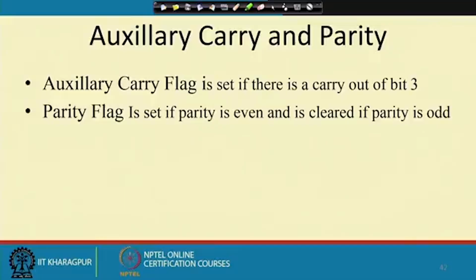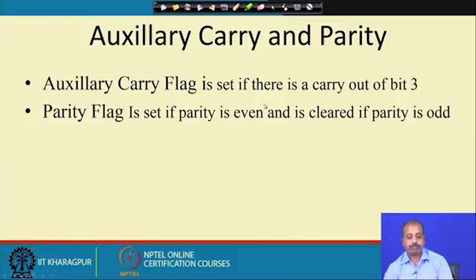And this parity flag is set if parity is even and is cleared if parity is odd. Parity is even means that if the number of ones in the accumulator is even, then it is set to 1, and if it is odd, then it is set to 0.